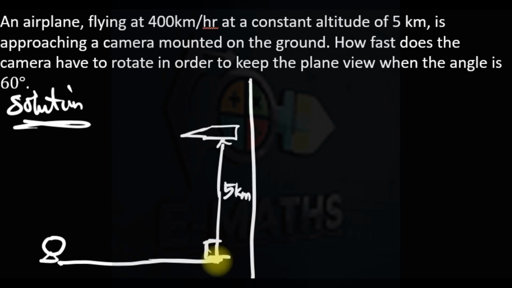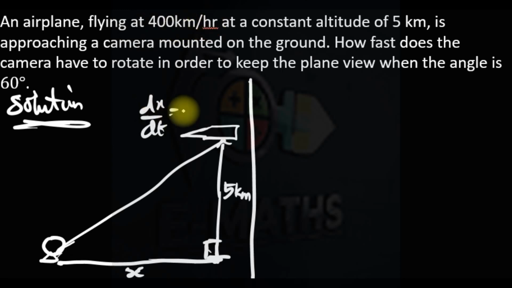Assuming this distance from here to here is, let's call it x. As the plane is approaching the camera, x is decreasing, so the change is negative since it's decreasing. They said it's flying at a speed of 400 km per hour, so we see that dx/dt will be minus 400 km per hour.